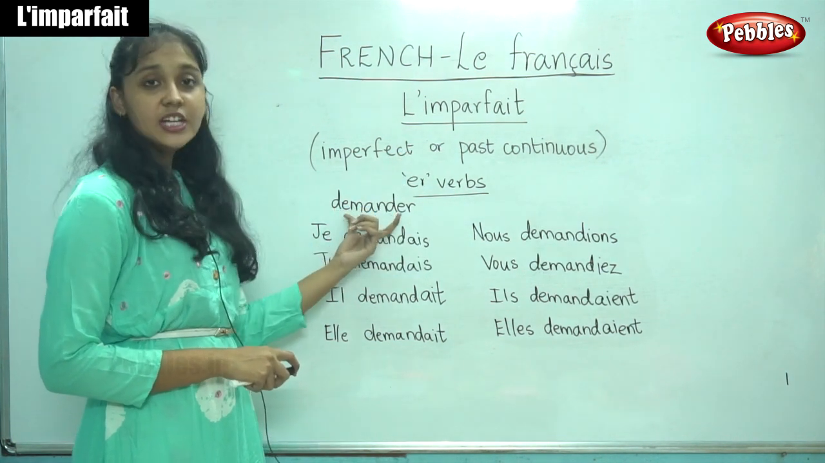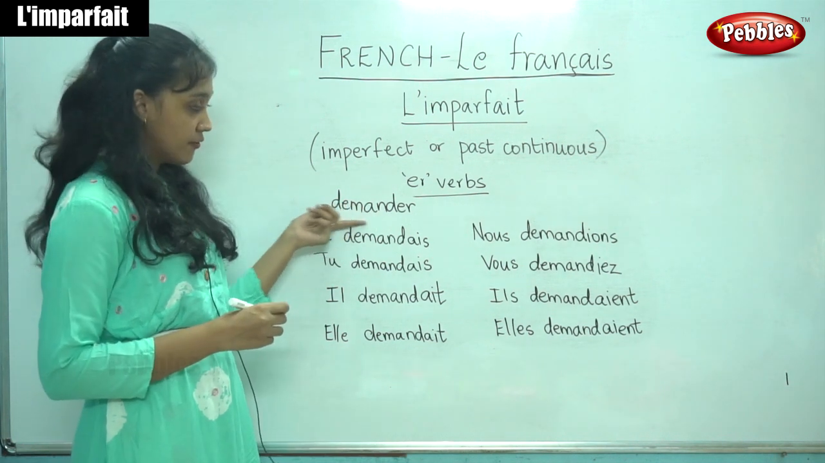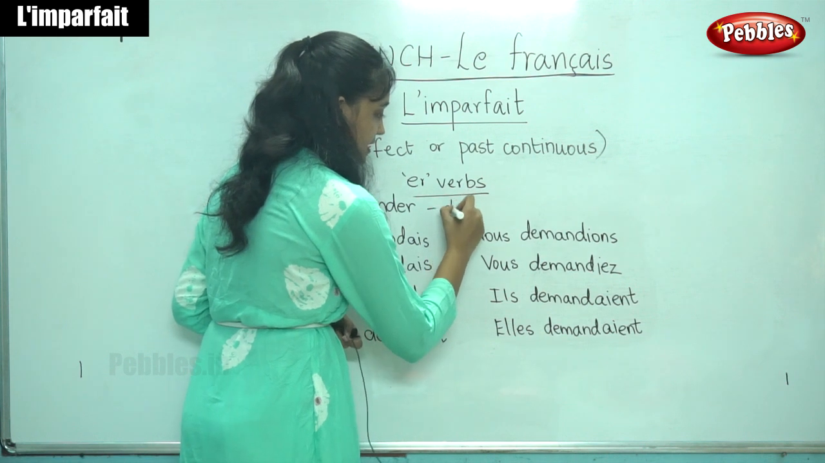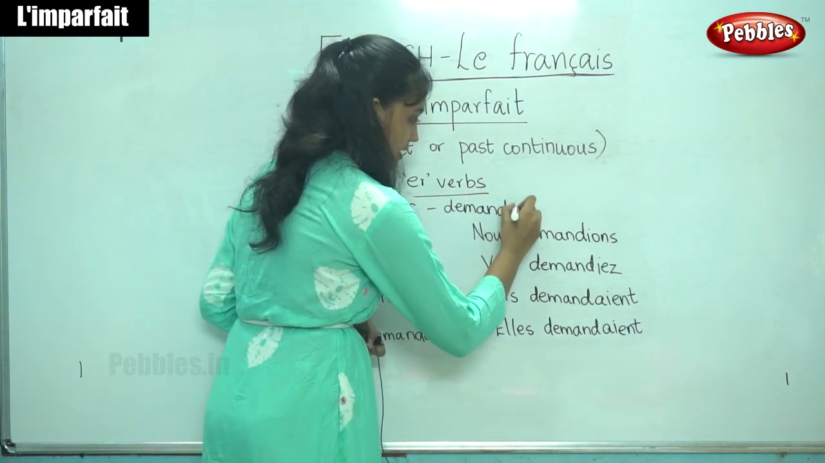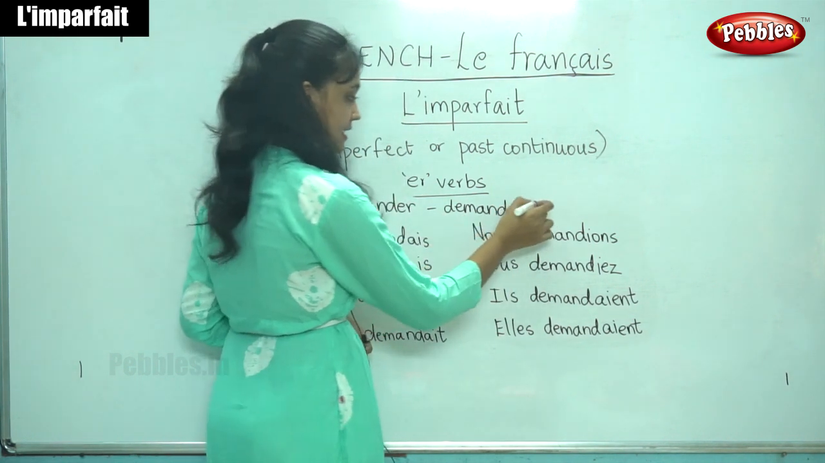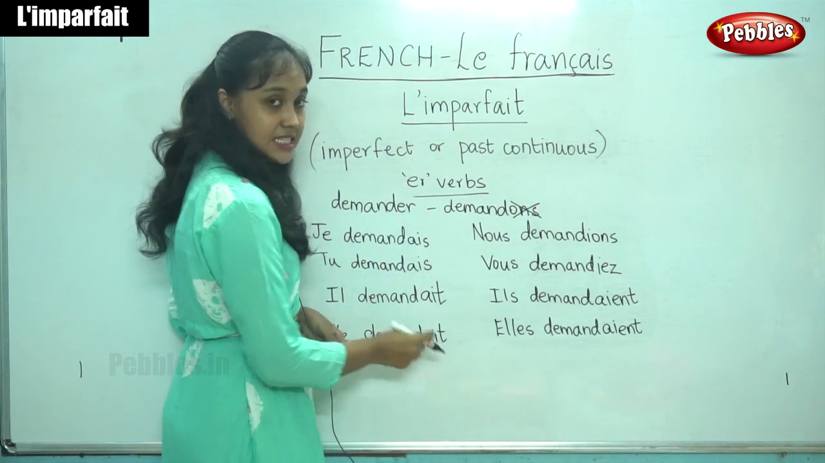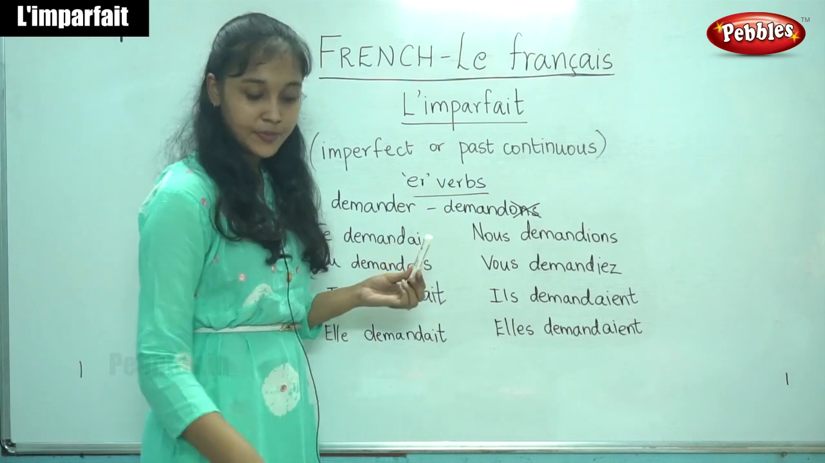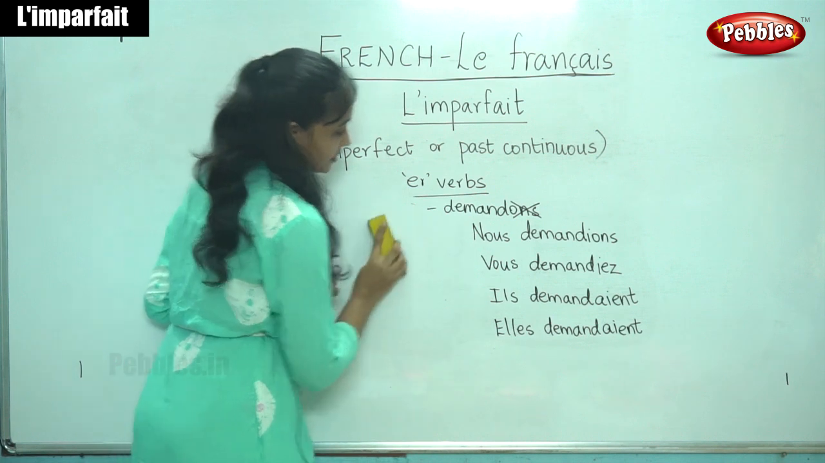A simple way to remember the stem is we write the verb that is given in the infinitive in the first person plural. That is for nous, it is demandons. In the present tense, we remove the ONS and add these endings. So this is how you remember the stem. Now, shall we move on to the next group of verbs?